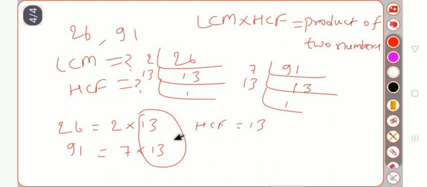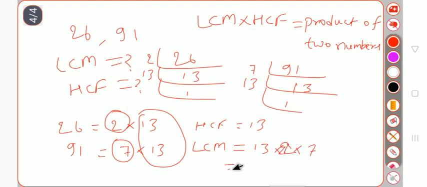What is LCM? In LCM we take the common part. So what is common? 13, and the other factors which are not common we have to take that also. So we can take 2 and 7. So what is the answer? 13 into 14. So what is it coming? 13 fours are 52, 13 ones are 13, 182.